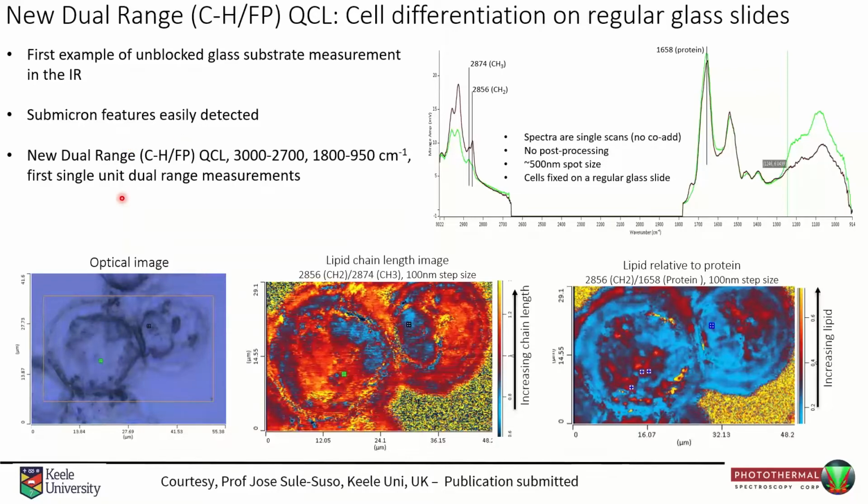Sub-micron features are easily detected, and this was also done with this new laser, so kind of showing off the CH region here as well. So in fact, I took advantage of that by looking at lipid chain length, taking an image of the CH2 to CH3 ratios at 100 nanometer step sizes, and you can see some pretty strong contrast indicating that there are indeed differences in the lipid chain lengths and also lipid to protein ratios. Perhaps we're seeing some nuclear membranes there. Not too sure.